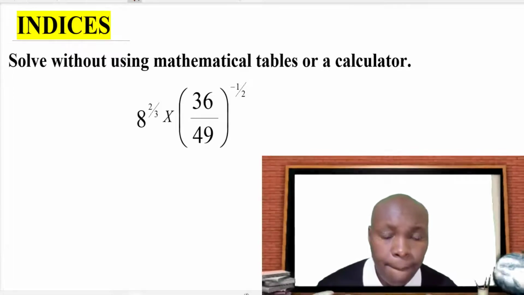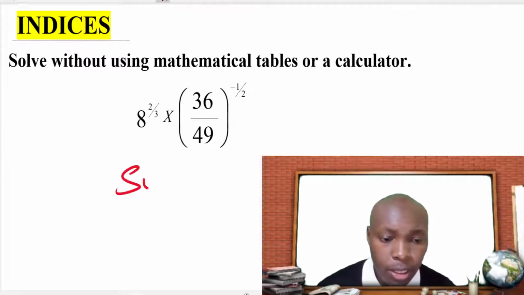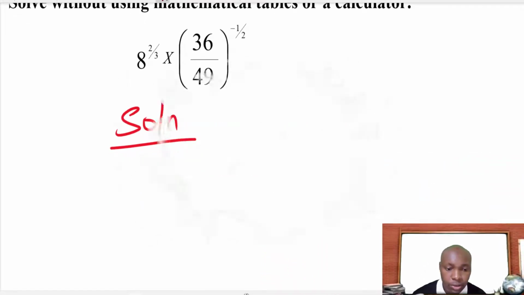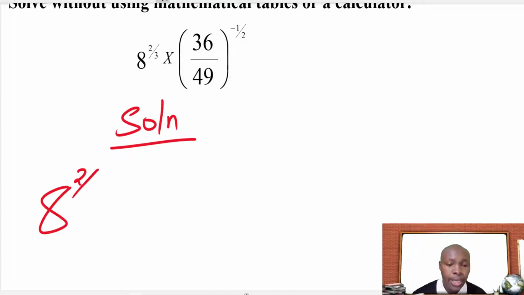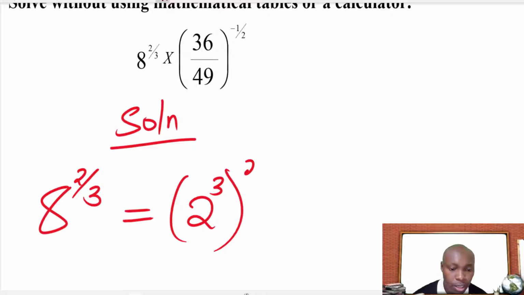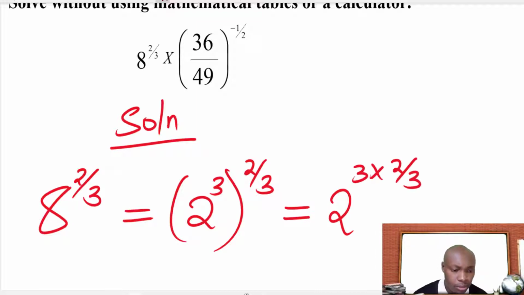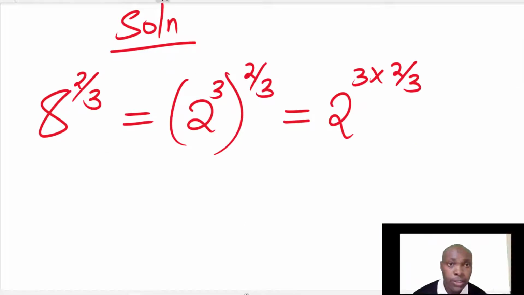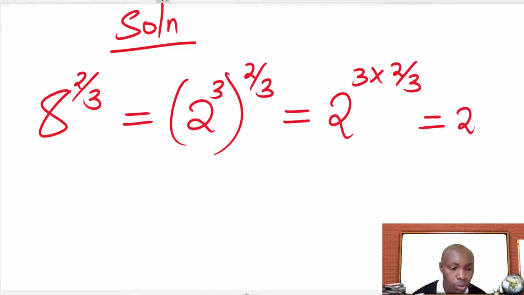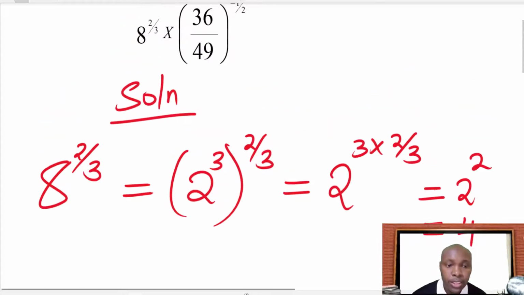Now, we shall begin by working this question in two parts. We take the first part, that is 8 raised to power 2 thirds. This will be 8 is 2 raised to power 3, and then you start the brackets, then raised to power 2 thirds. So simplifying this, you get 2 raised to power 3 multiplied by 2 over 3. Just 2 thirds. So when you simplify this, it gives 2 raised to power 2, which is equivalent to 4. So that is 8 raised to power 2 thirds simplified.